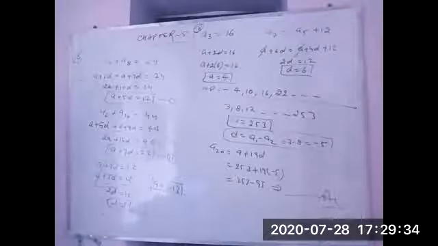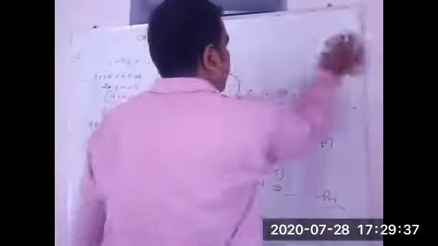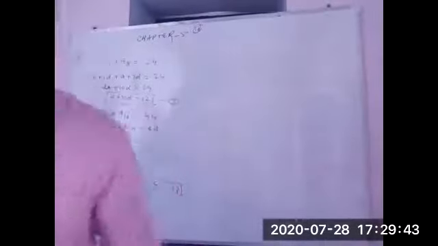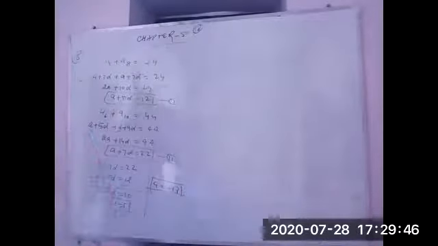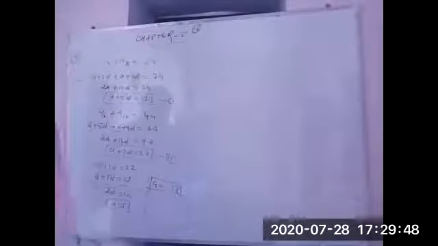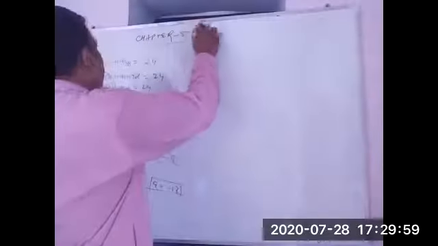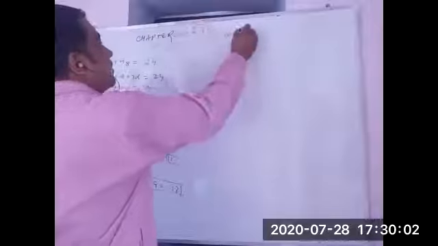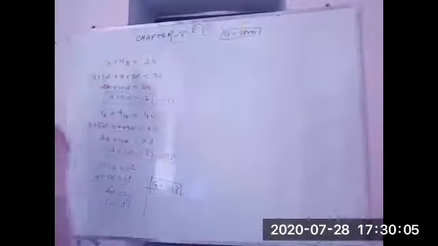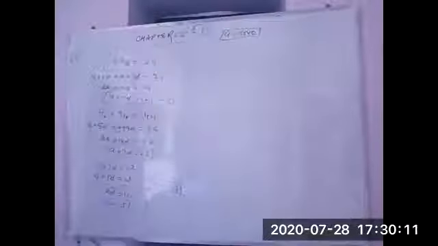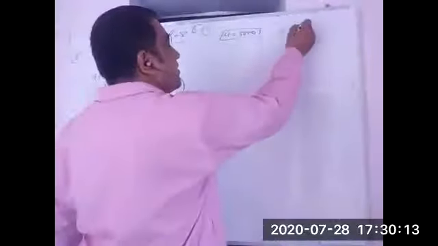Now, for question number 19, what do we have to do? Subha Rao started work in 1995 at a salary of rupees 5,000. The value of a is 5,000 rupees. He started work at 5,000 rupees. And he gets an increment of 200 each year. Means the common difference is 200 rupees each year.